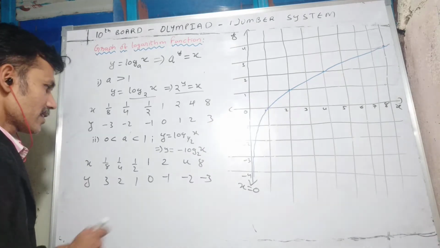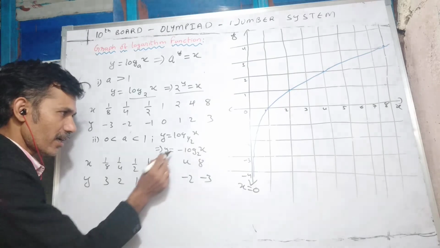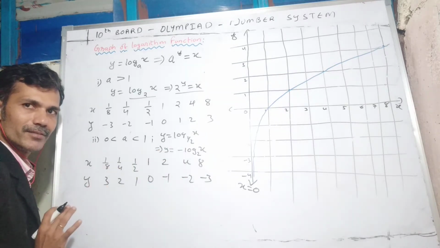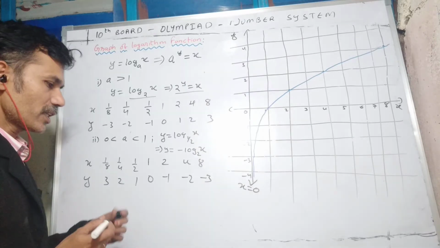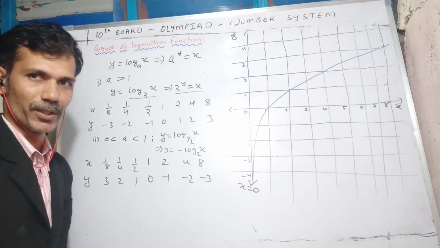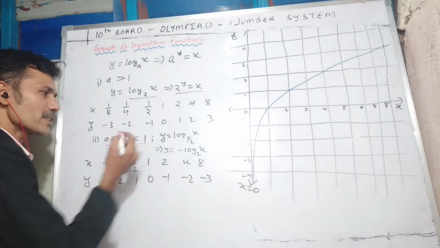Similarly the other things. Half if you raise to 1, this only. Half if you raise to 2, half into half, 1 by 4, correct? No, these values are correct. So you can plot this graph. Thus the curve will be different. See, that is also a log x curve only, but the a value is a proper fraction.